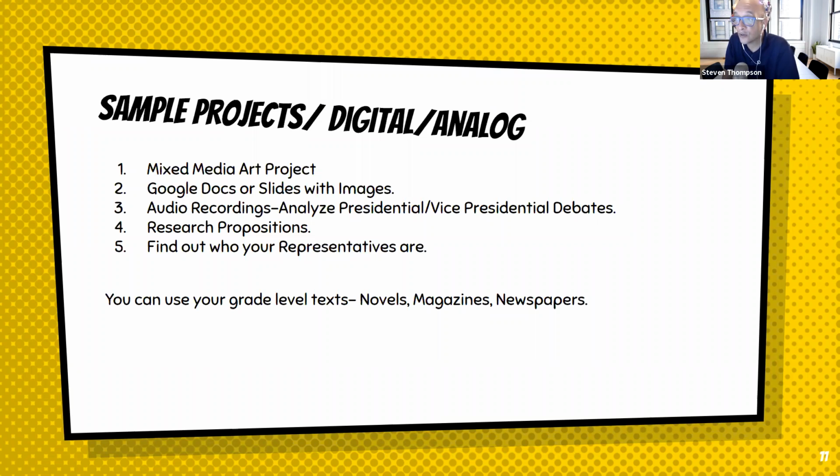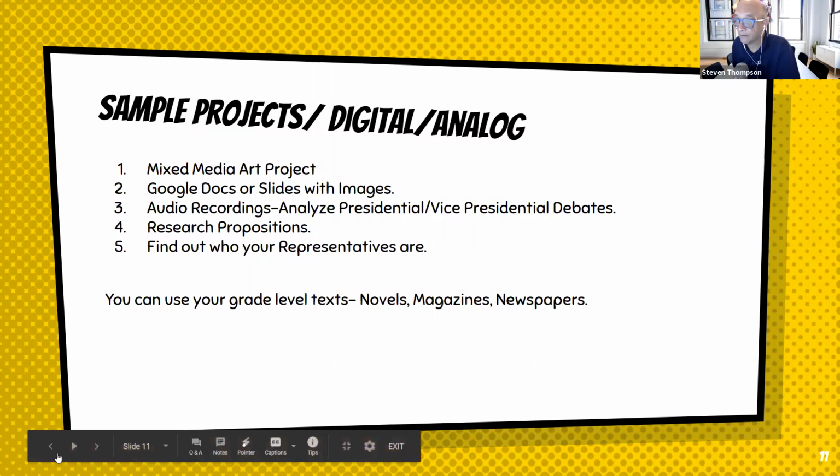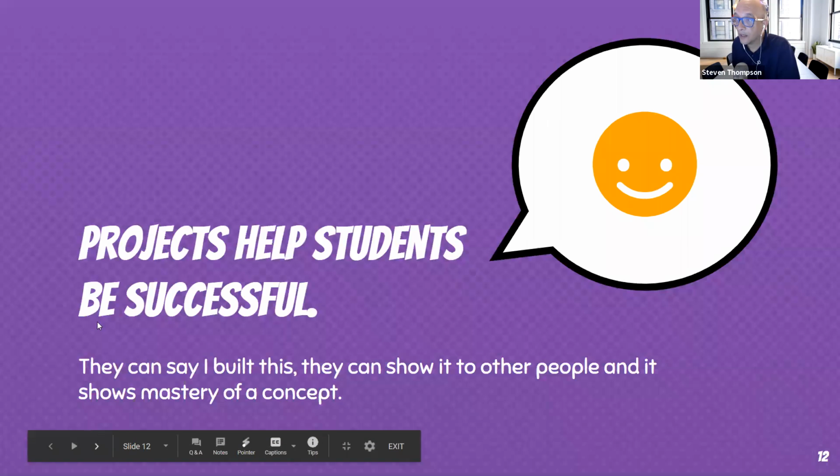Okay. Research the propositions. There were 12 propositions that people are going to vote on. Research those and find out what they're going to be like, and then find out who your representatives are. And you can use your grade level text. You can use novels, magazines, newspapers, and these voter guides that are coming in.